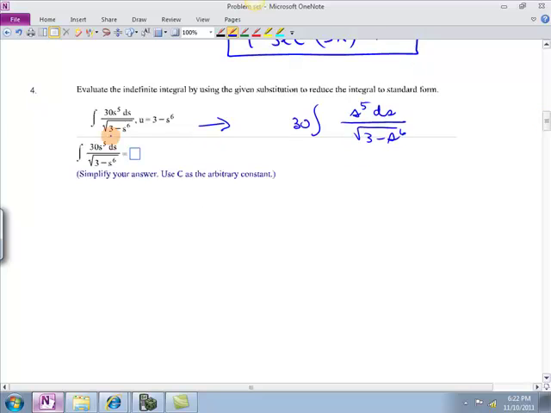This one looks really, really ugly, but they told you what u was. So go ahead and pull this 30 out. Pull it through. You have the integral of s to the 5th ds over the square root of 3 minus s to the 6th. It says let u be that. So if u equals 3 minus s to the 6th, what is du?